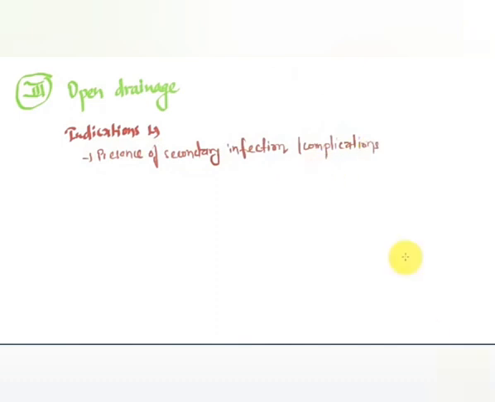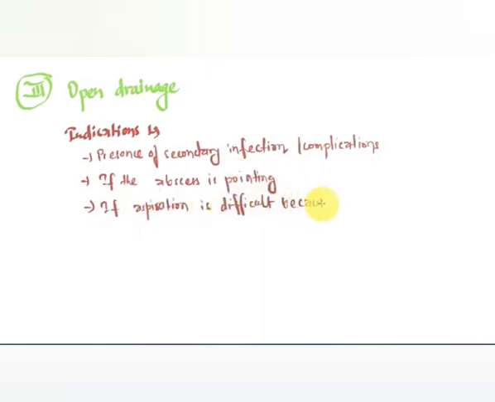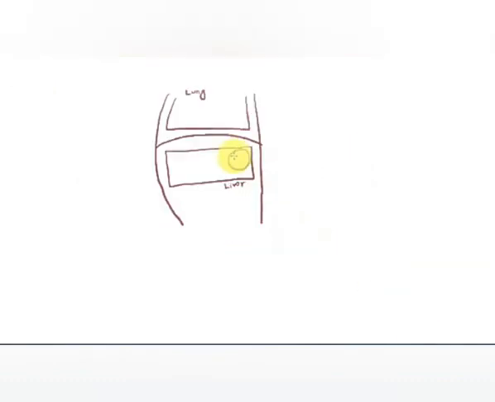The third modality is open drainage. The indications for open drainage are presence of secondary infections or complications, dangerous complications, if the abscess is pointing, or if aspiration is difficult because of multilocular abscess or the presence of thick pus. Here we have an abscess on the posterior aspect of the liver.